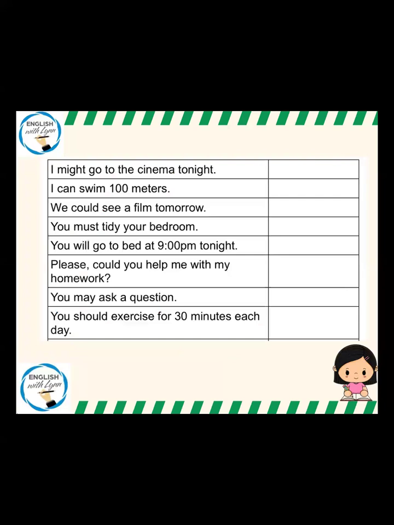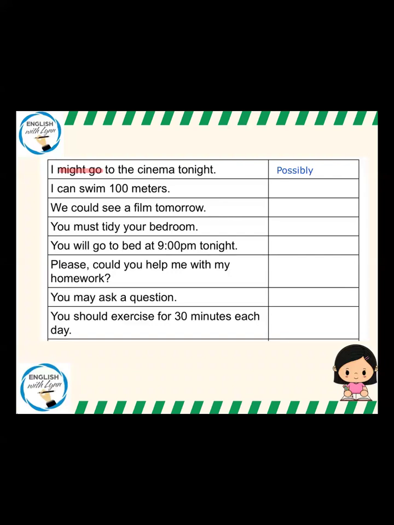So we're looking here for the modal verb to start off with, and then we need to think, how was that modal verb being used? So I've got here, I might go to the cinema tonight. Now I've got the verb chain, I might go. Okay, and if I might go, there's also a chance that I might not go. So that is showing the possibility for this one. It's kind of saying, I might go, but also I might not go.